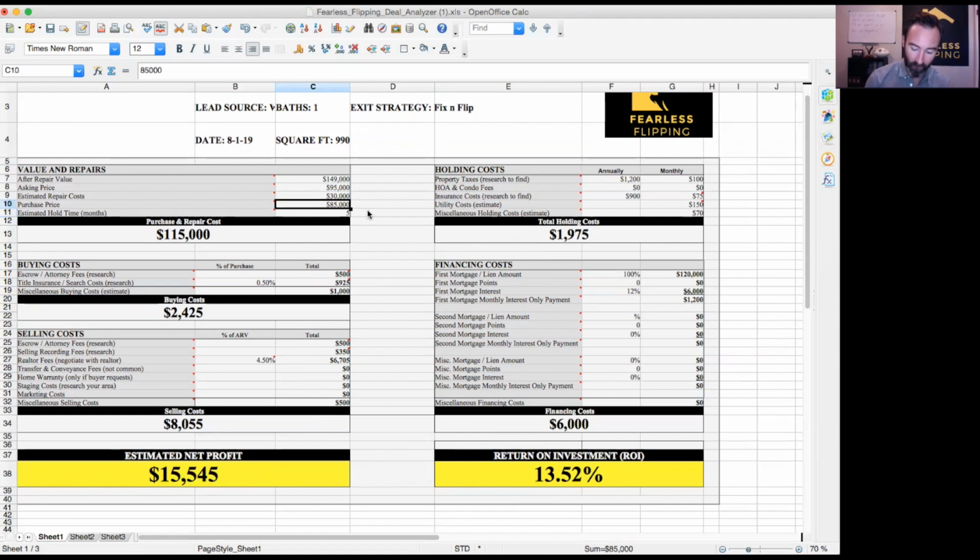So I might start off by saying, let's go $80,000. And there we go. I got a $20,000 return, 18%. So I'm going to go back to this person and I'm going to say, I can offer you $80,000. And that is how you use this deal analyzer.